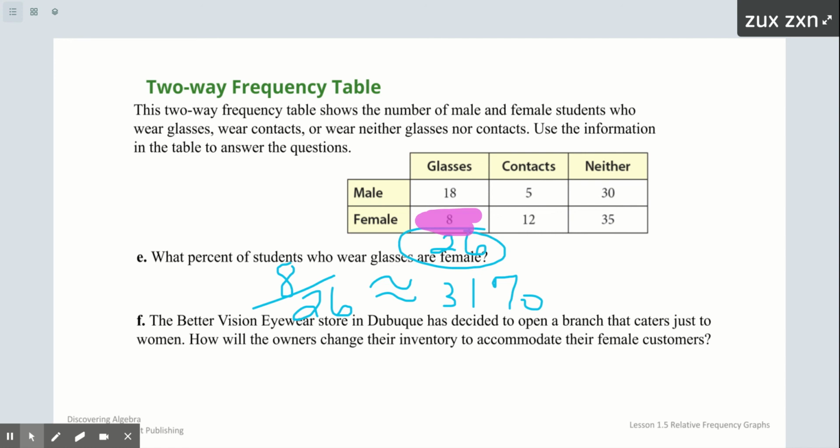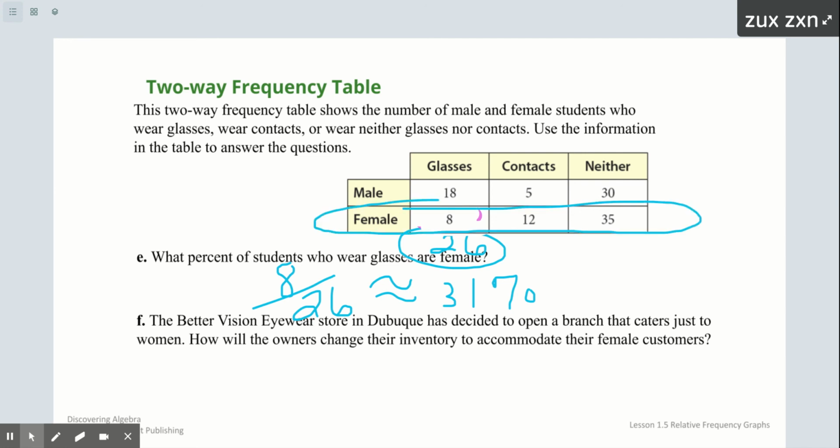Okay, and then the Better Vision Eye store in Dubuque has decided to open a branch that caters just to women. How will the owners change their inventory to accommodate their female customers? Basically, here, all you're doing is taking a look at what you have. And when I look at females, let's look. There's my females.